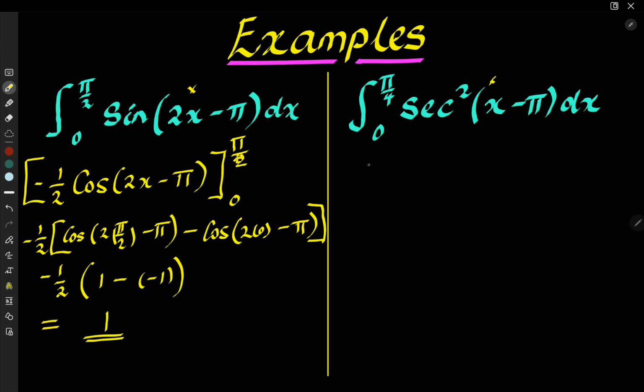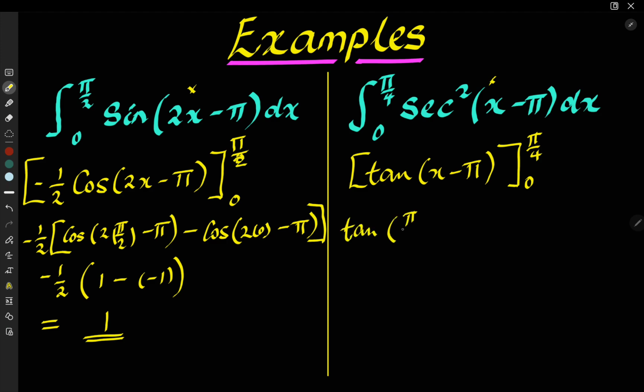So the integral now will be tan(x − π). There is no need to say plus a constant because we are doing definite integrals, from 0 to π/4. Then we just do the function of the upper limit, which is the function of π/4, minus the function of 0. So that will be tan(π/4 − π) minus tan(0 − π), because that will be the function of 0.